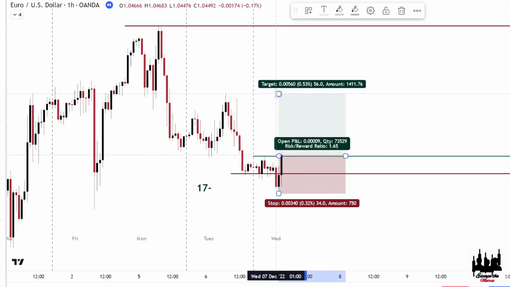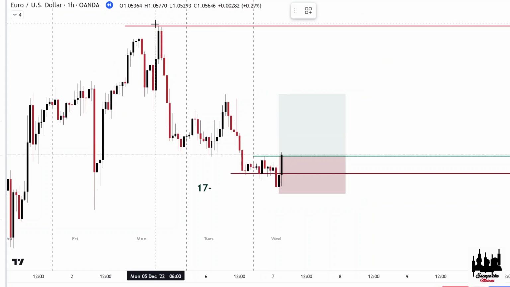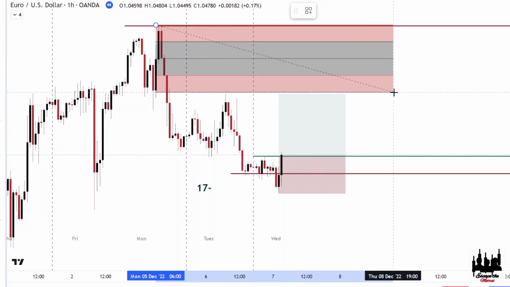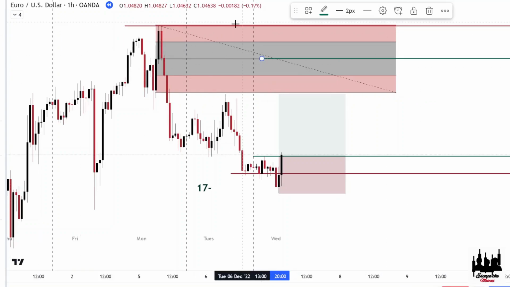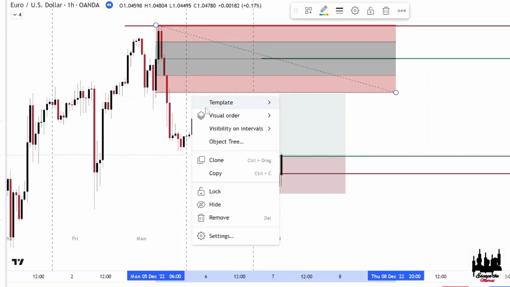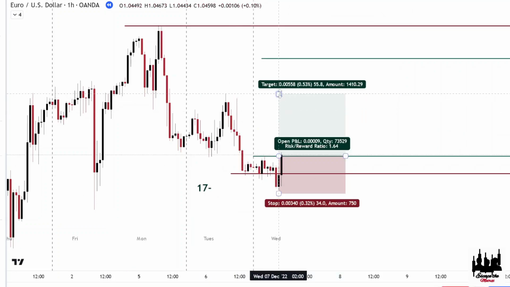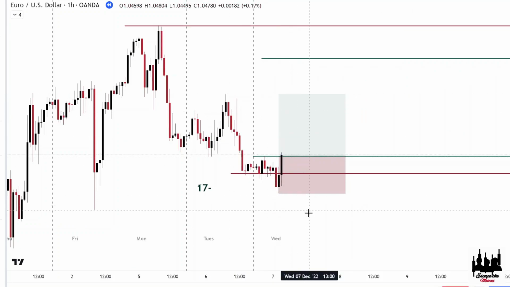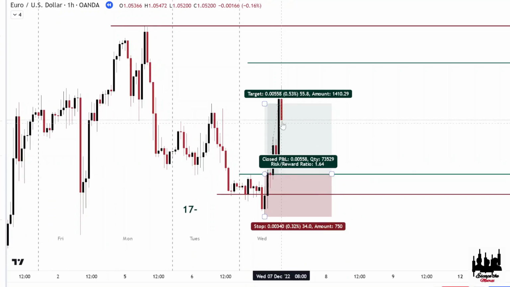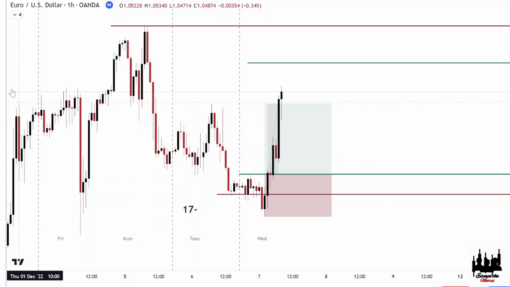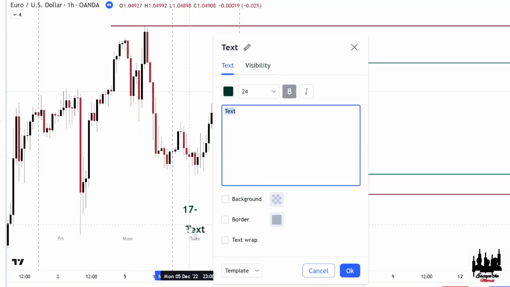You get in the trade, and your first target is right here. Your second target would be the 50% in between your two targets, which would be right here. And your last target would be right there. But for simple purposes, let's just focus on our first target. How many pips did you get back? 55. You might be negative 17, but you're 55 positive.